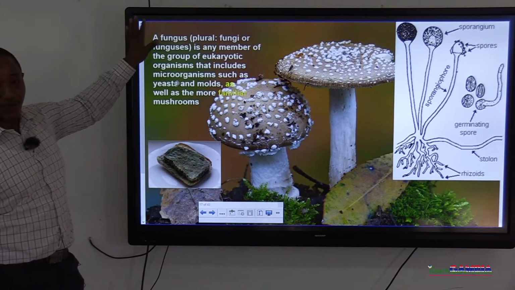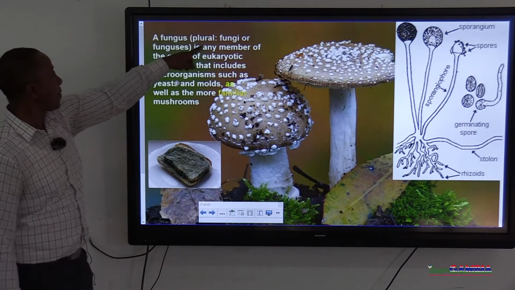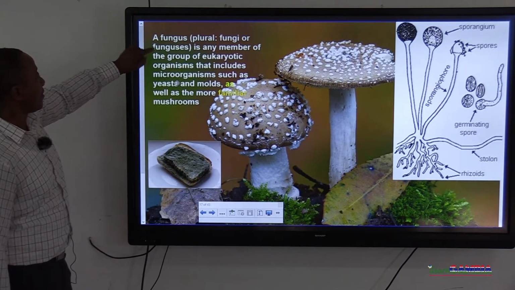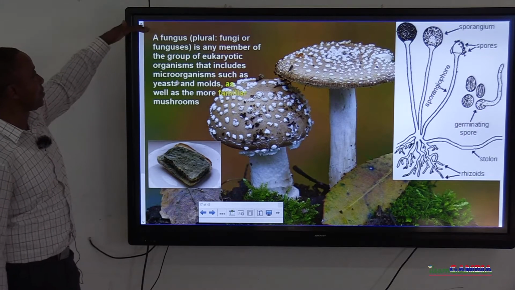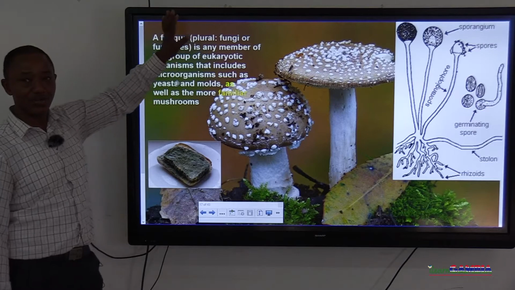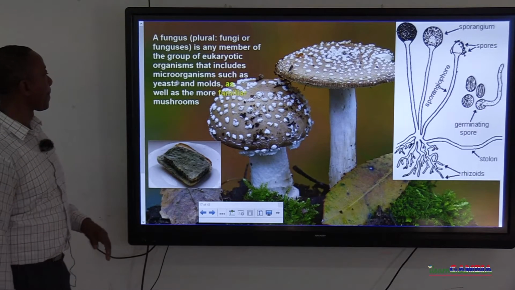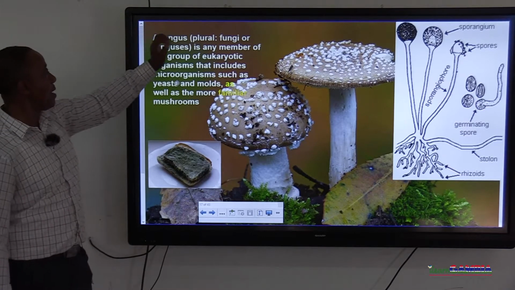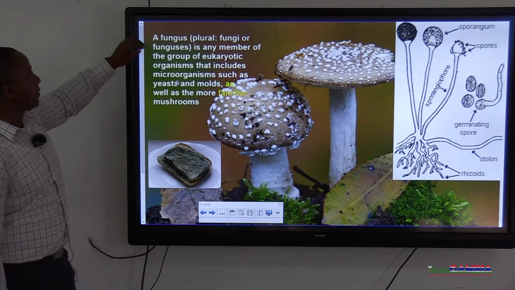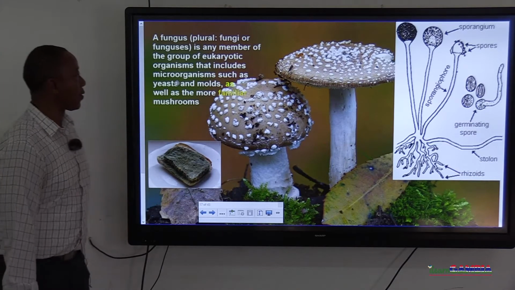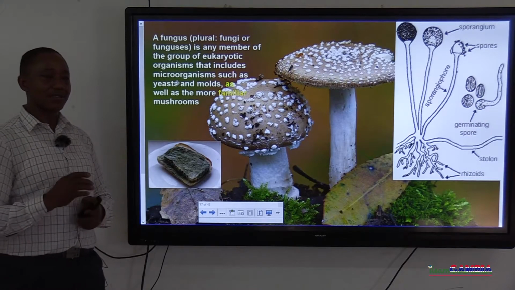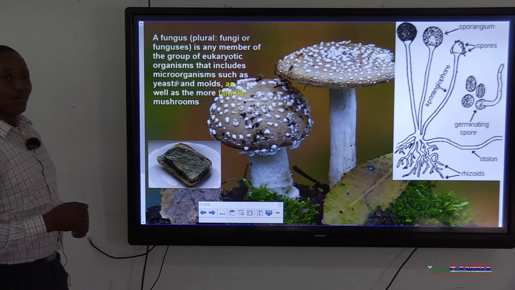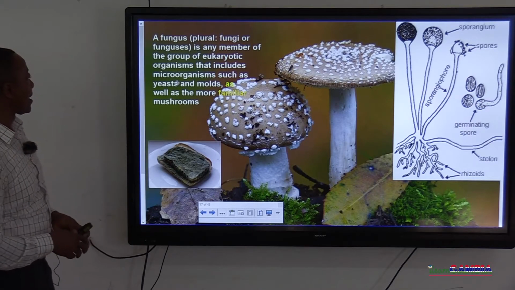The fungus group, or the fungi group, the plural is fungi, and some now accept funguses. In the past, it used to be just fungus, singular, and fungi, plural. It's any of these groups here. We describe them as eukaryotic organisms, meaning they have a true nucleus.